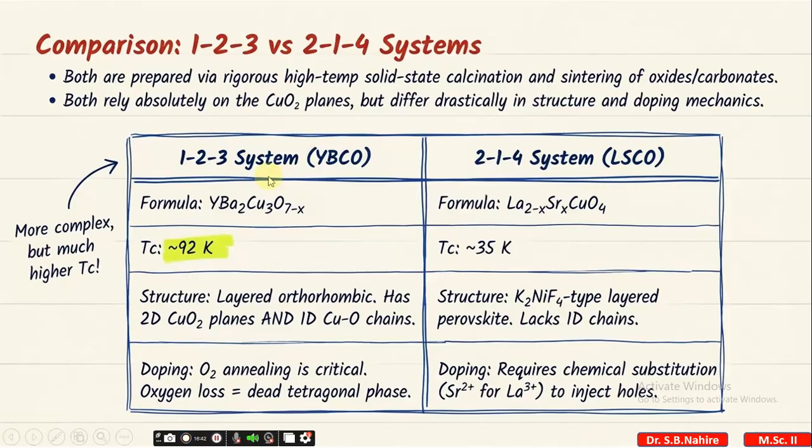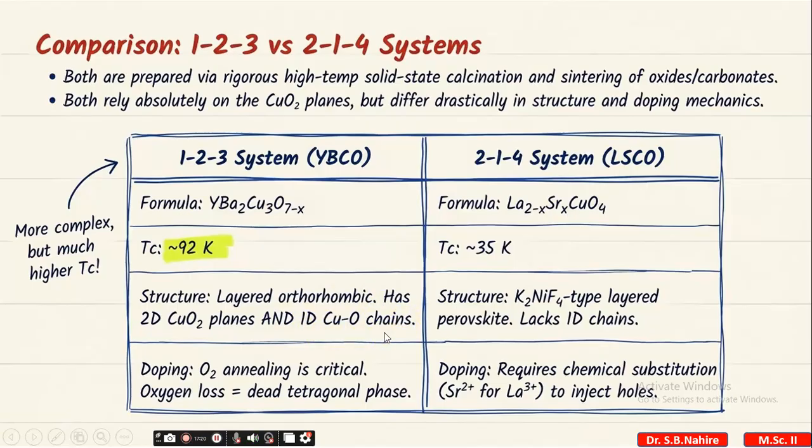First, 123 system, also known as YBCO. Its chemical formula is yttrium barium copper oxide 7-X. The critical temperature Tc is approximately 92 Kelvin. This is very significant because it is higher than the boiling point of liquid nitrogen, which is 77 Kelvin. Next point. It has a layered orthorhombic structure. It contains two-dimensional CuO2 planes and also one-dimensional copper-oxygen chains. These copper-oxygen chains play an important role in charge transport.